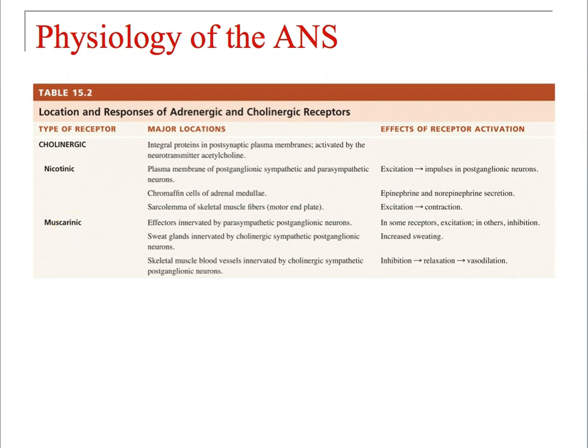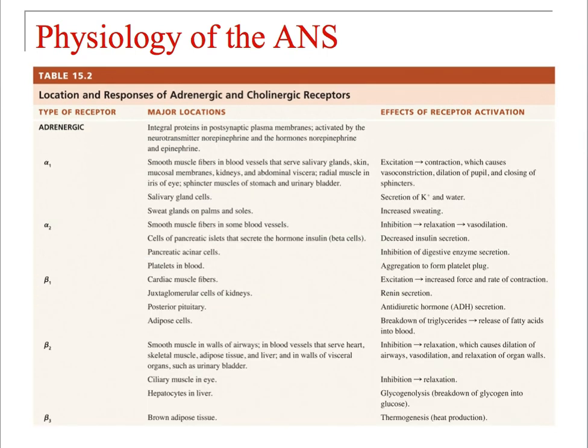So how do we apply this? Let's first compare it to the ANS, meaning the adrenergic receptors, alpha 1, alpha 2, beta 1, beta 2. I want you to read this, I definitely do, but I don't want to sit here and go through all the examples for you. Cardiac muscle fibers might be important. Hepatocytes might be important. But don't try to memorize this. Try to understand what's actually going on here.